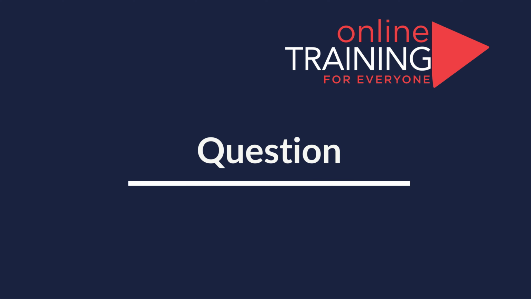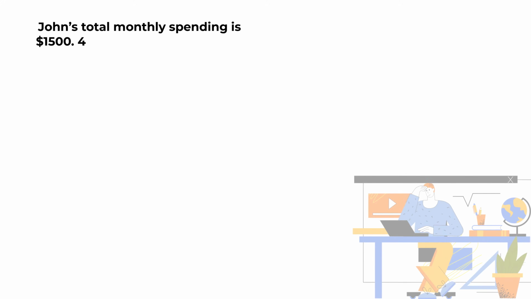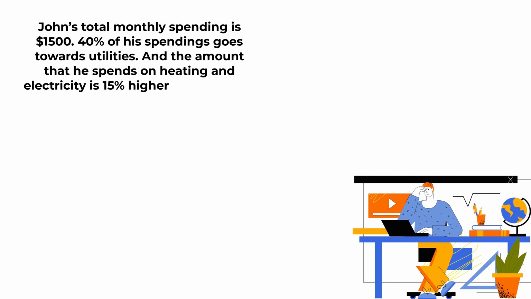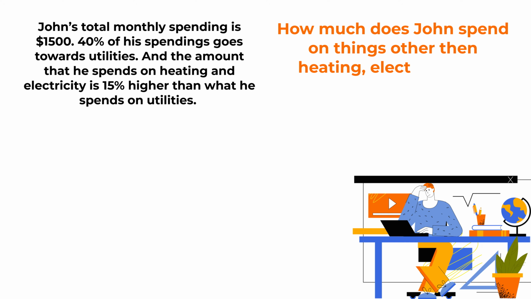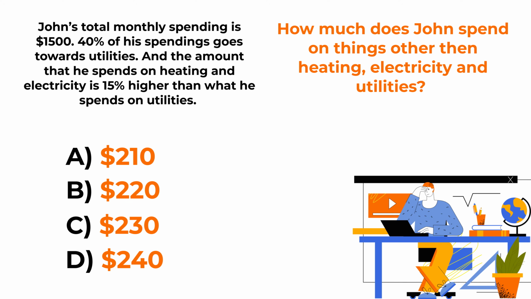Here's an interesting question you might easily get on the test. John's monthly spending is $1,500. 40% of his spending goes toward utilities, and the amount that he spends on heating and electricity is 15% more than what he spends on utilities. How much does John spend on things besides heating, electricity, and utilities? You're presented with 4 different choices. Choice A, $210. Choice B, $220. Choice C, $230. And choice D, $240.